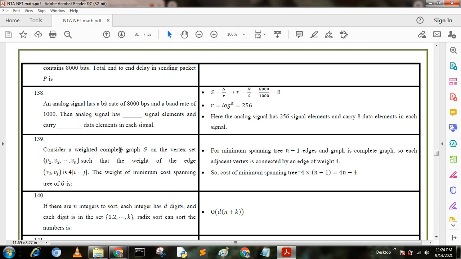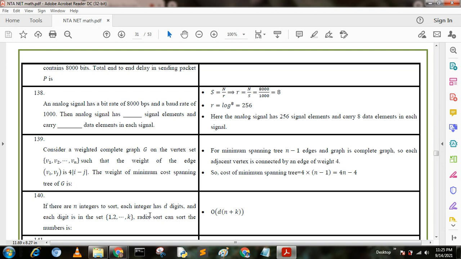Consider a weighted complete graph G on the vertex set V1, V2, V3, ..., Vn such that the weight of the edge Vi, Vj is 4 times mod of i minus j. The weight of the minimum cost spanning tree of G is? For a minimum spanning tree, there are n minus 1 edges, and the graph is a complete graph, so each adjacent vertex is connected by an edge of weight 4. So the cost of the minimum spanning tree is 4 into n minus 1, equal to 4n minus 4.